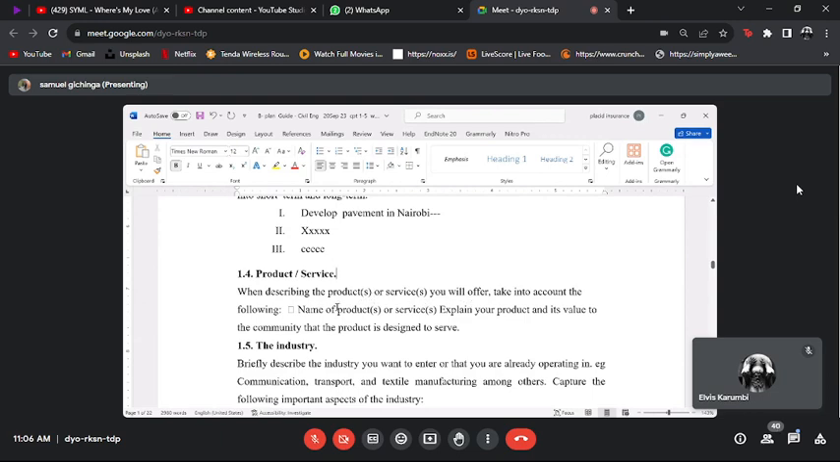You need to take into account the following: the name of the product or the service, and you ought to explain your product and the value it creates for society. I've noticed that in a large part of Nairobi now, you can easily walk even late at night, because it's well illuminated, there is light. Another time it was a den for robbers, and now you're coming out of it. It's someone who came up with that idea. Can you bring in your civil engineering knowledge, and let us see the society gaining from you?